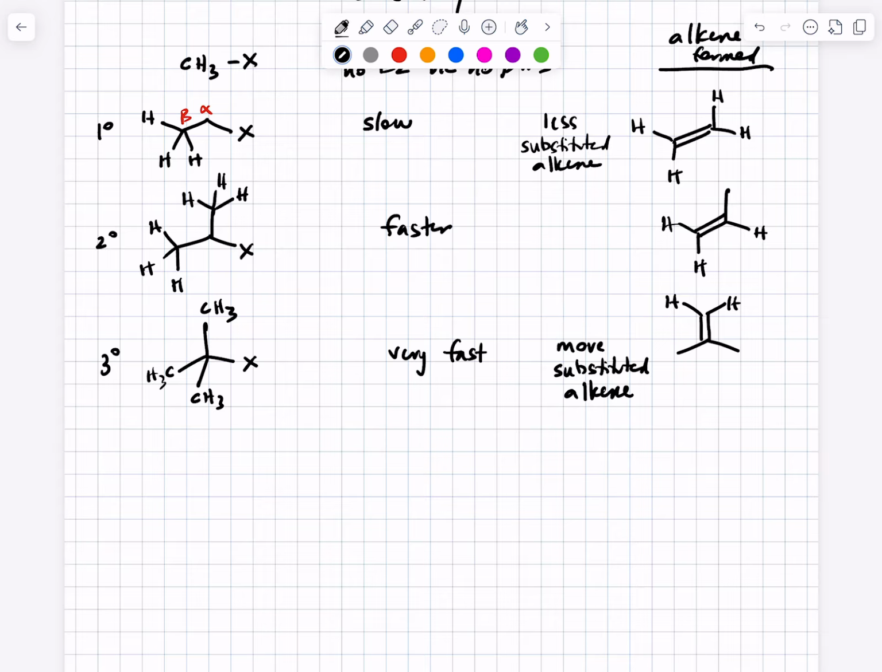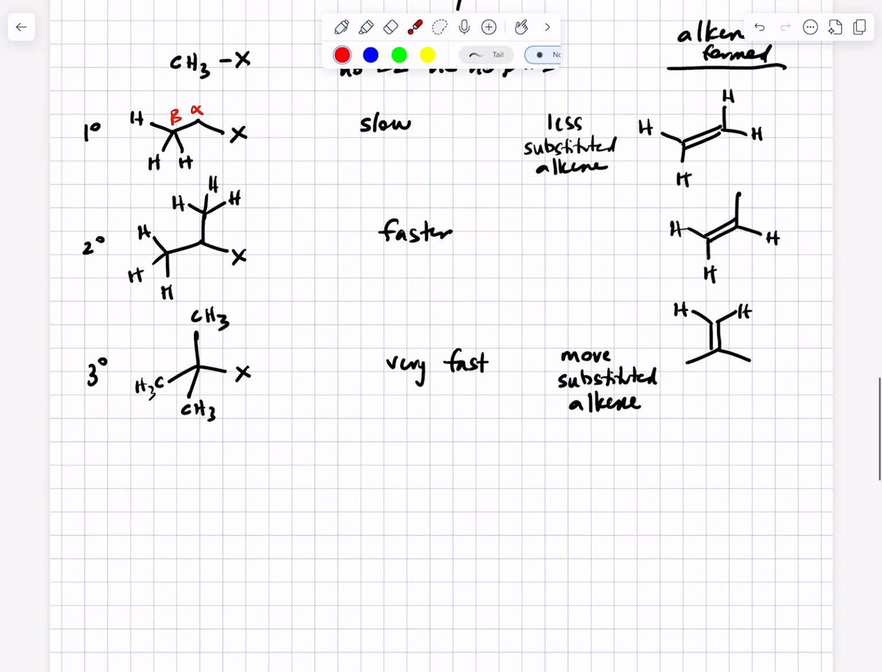Periodically, students struggle with what we mean by the term substituted. We use that word a lot. And in this context, a substituted alkene means an alkene where one or more of the hydrogens has been replaced by a carbon. So up here is an unsubstituted alkene. This is a monosubstituted alkene. And then this is a disubstituted alkene. And it will turn out that the more substituted alkenes are more stable for reasons that we'll talk about, but probably not today.